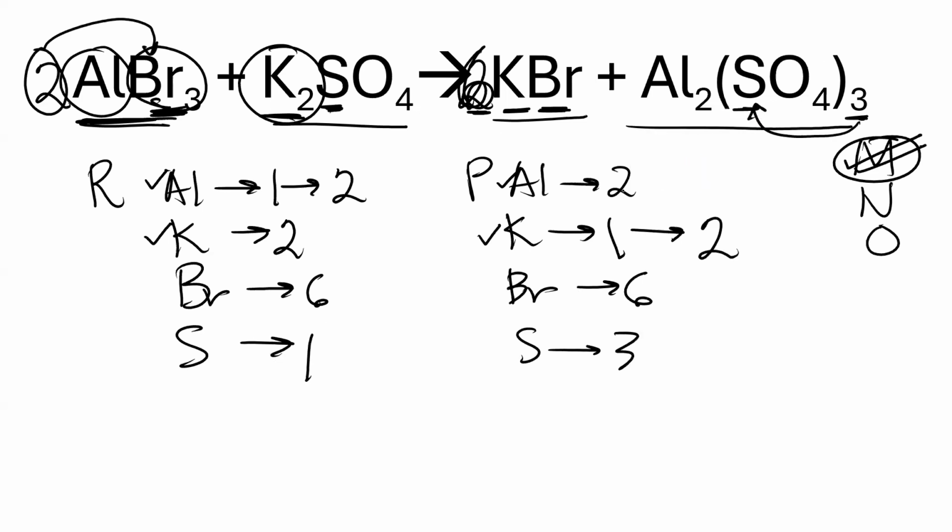Now, we have 3 sulfur atoms, so we need to multiply 3 here so that our sulfur atom becomes 3 as well. You notice by multiplying 3 here, our potassium became 6 and our potassium here also became 6, right? So we multiply that by 6. We multiply this by 3. So potassium became 6. That balances potassium again. Bromine is already balanced at 6. And our sulfur is balanced at 3.